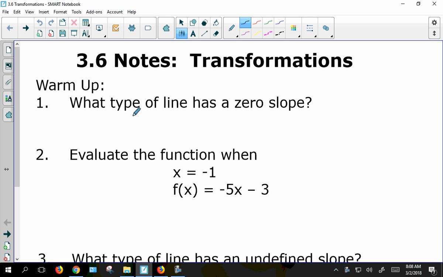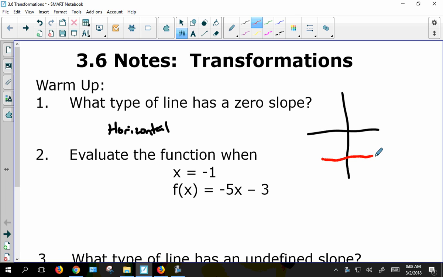What type of line has a zero slope? Horizontal. A horizontal line, there's your x-axis. A horizontal line crosses the y-axis anywhere, and it is horizontal, like the horizon. See?